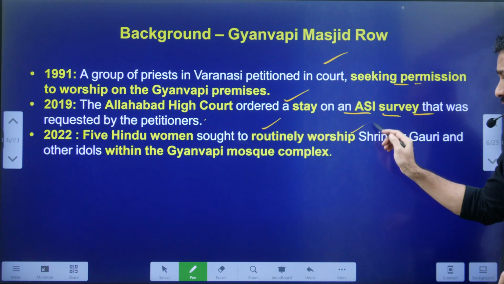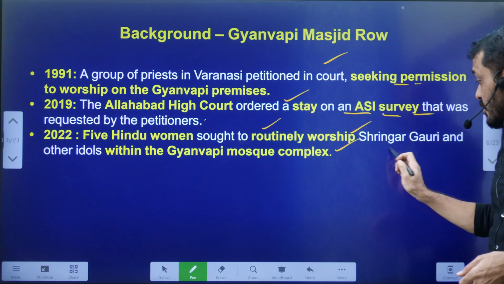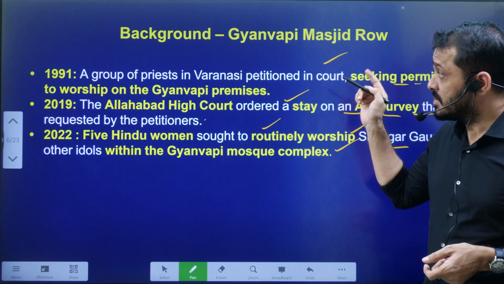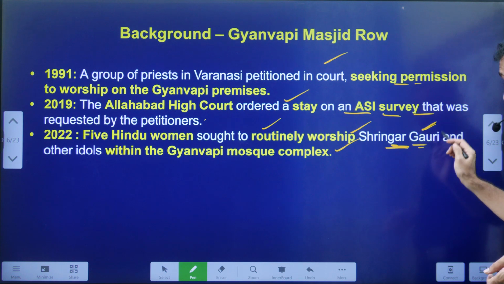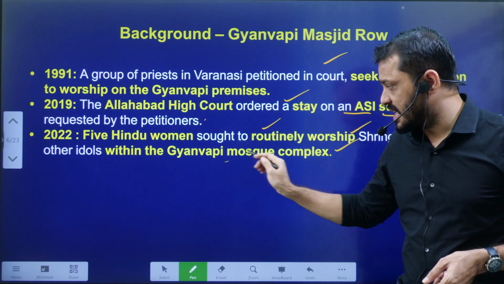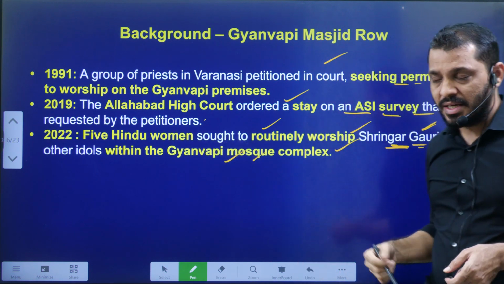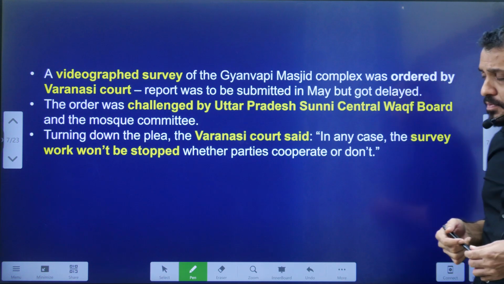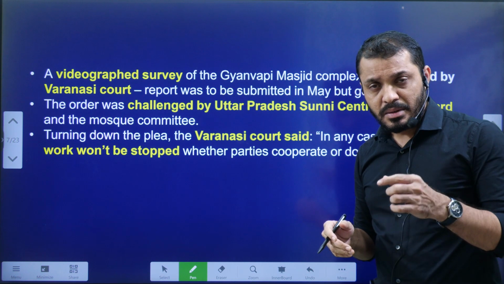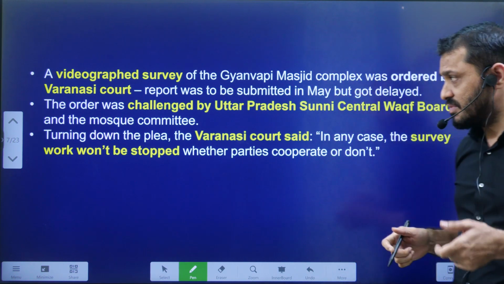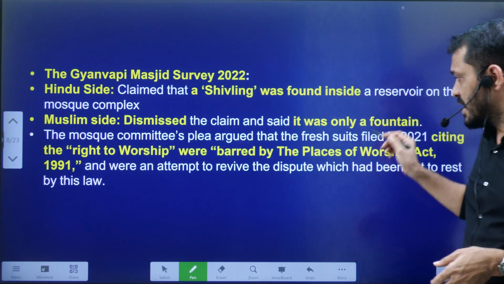Then in 2022, five women requested that they would like to do regular prayer in this Gyanvapi Masjid, and to offer their prayer to Sringar Gauri and other idols within the Gyanvapi mosque. From there onwards, the issue again came into the limelight in 2022. Then the court ordered the videography survey, and the videos were leaked, and Hindus were claiming that there is a Shivalinga, and Muslims said that it was a fountain head.